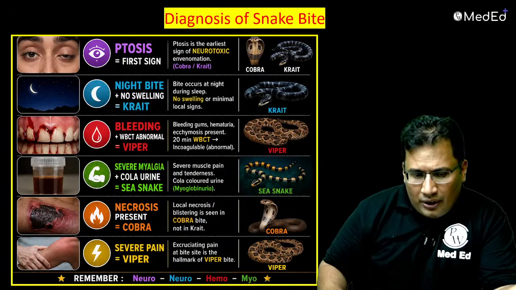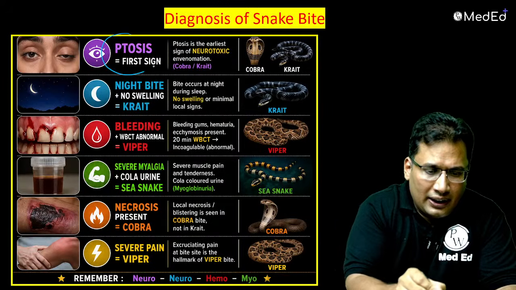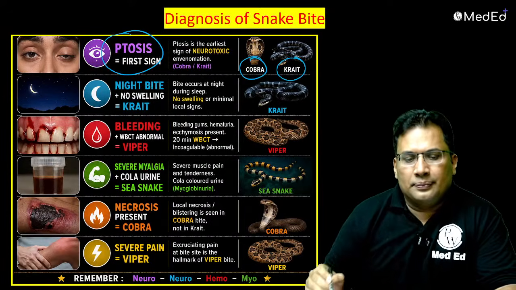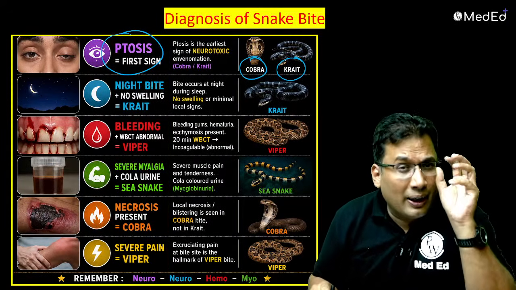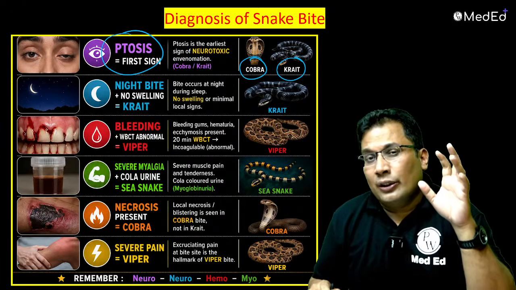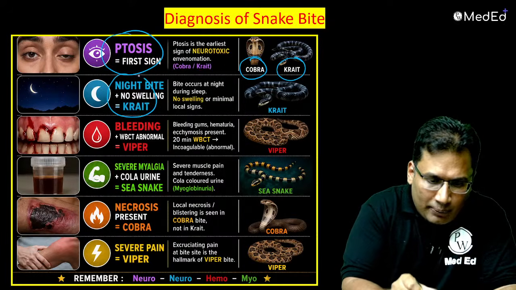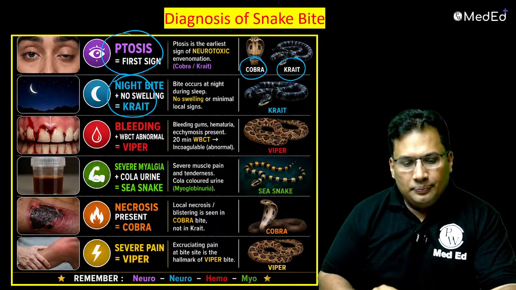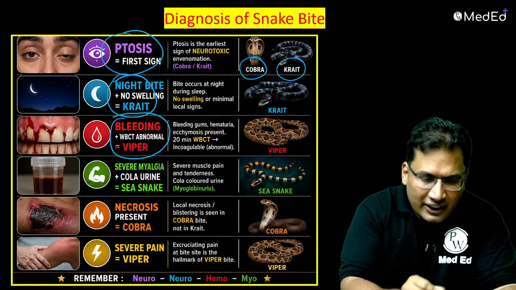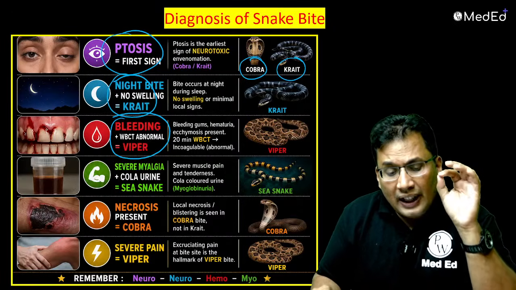Chalo, ho gaya. So once again I'll repeat. Ptosis hai, so basically it is neurotoxic, either cobra or krait bite. Night bite hai, history of seizures, weakness in the morning, no swelling, then it is common krait. Bleeding is there, WBCT or WBCT value is abnormal, then it is viper.